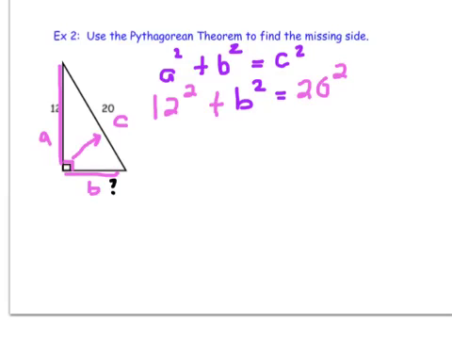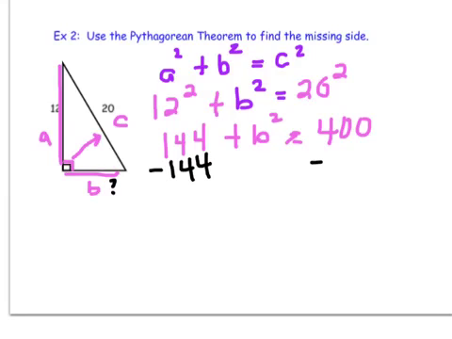Okay, so what are we going to do? I know 12 squared is 144 plus B squared equals 400, which is 20 squared. My goal is I'm trying to get B by itself. So 144 is chilling with B. We're going to subtract 144 from both sides, and I get B squared equals 256. Hold on, I'm going a little too fast.